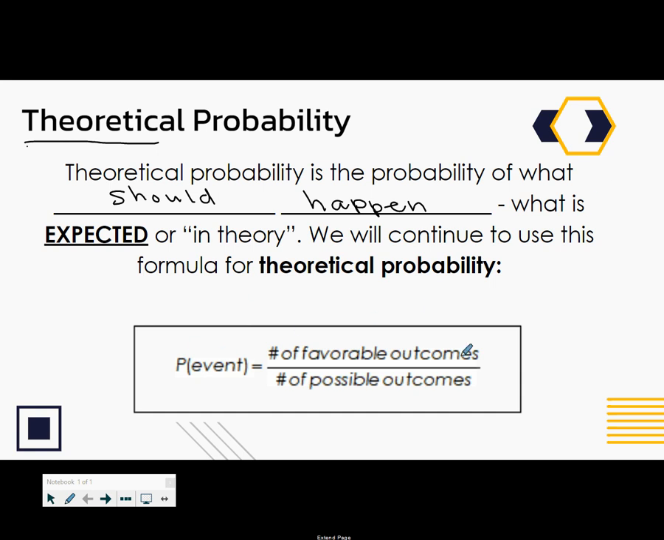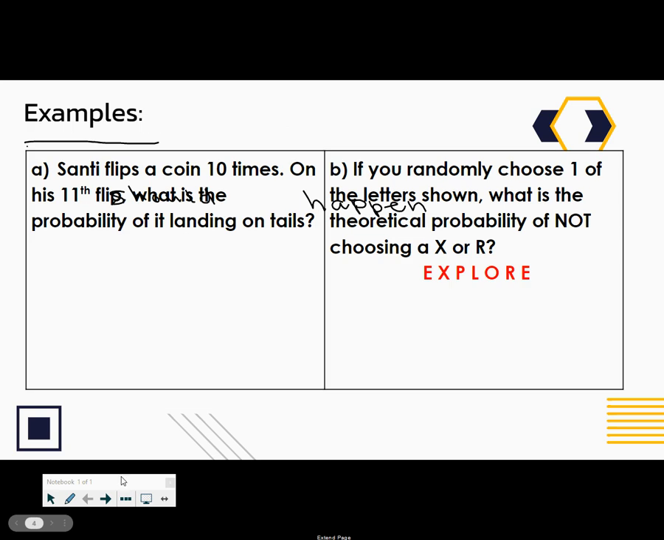We will continue to use this formula for theoretical probability. So again, the probability of an event happening would be found from the number of favorable outcomes over the number of possible outcomes. So let's go through some examples first.